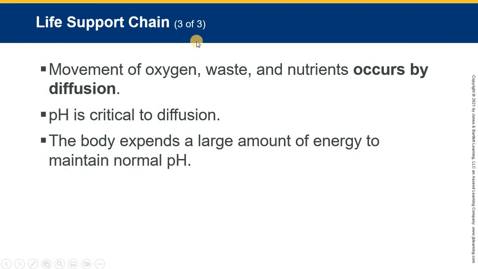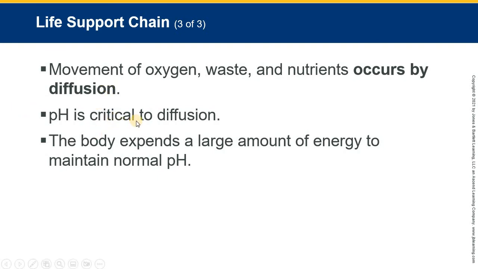So the life support chain. Make sure you know this. The movement of oxygen and waste occurs by diffusion, which is basically the moving of molecules from a high concentration to a low concentration. If there's a lot of things on one side and not a lot on the other, they'll move out so they're evenly spread out.